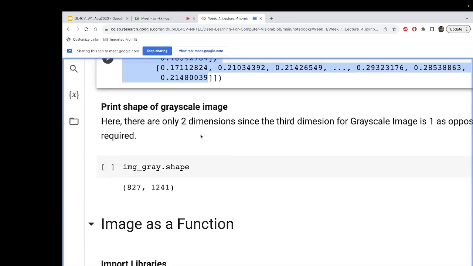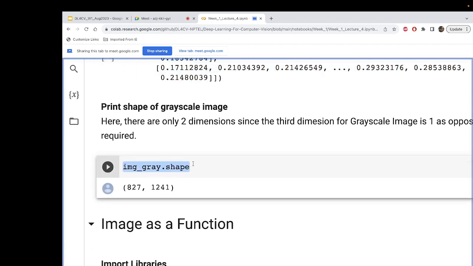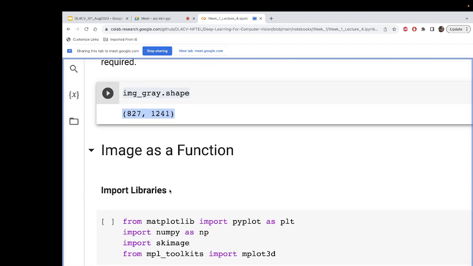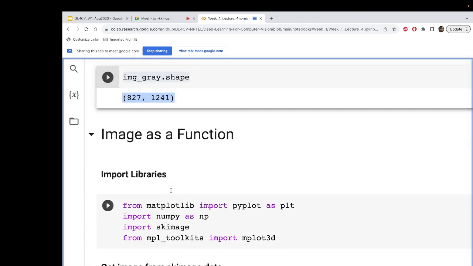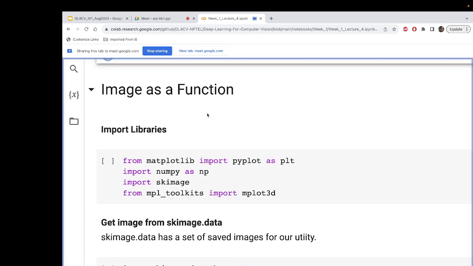Right. So now again, let's look at the shape. Expected is that we would not have any channels here, and that is what we see. The dimension of this grayscale image is just 827 by 1241. There's no third dimension. So this is a 2D matrix.